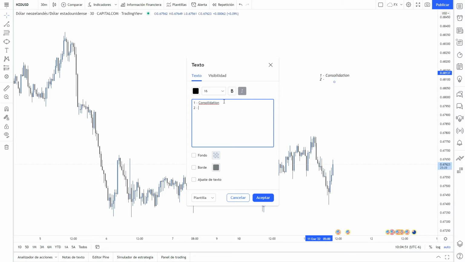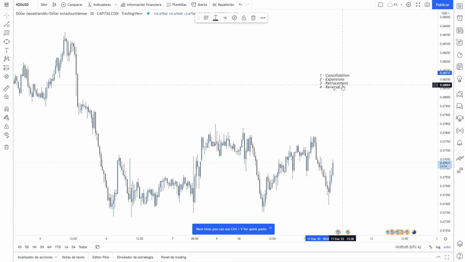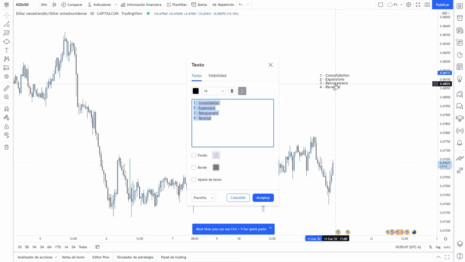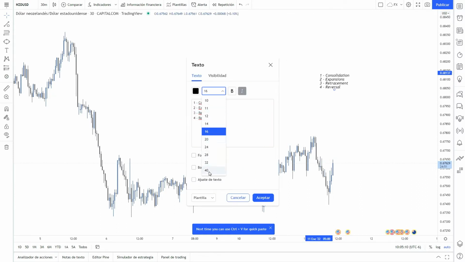Then number 2, market has expansions. Market will have retracement. And number 4, reversal. And this is the important one, number 4. Okay, these are the 4 stages. Let's make it a little bit bigger. There.